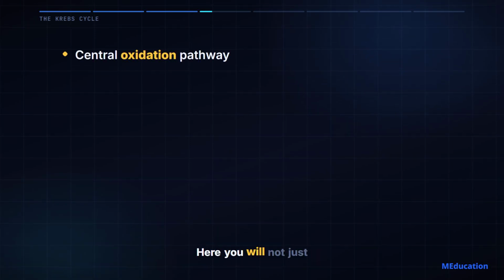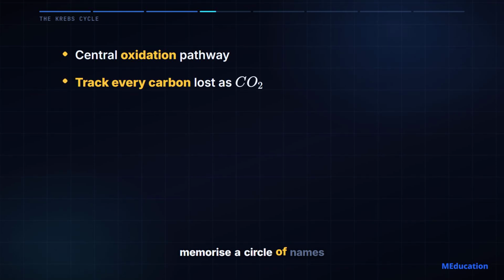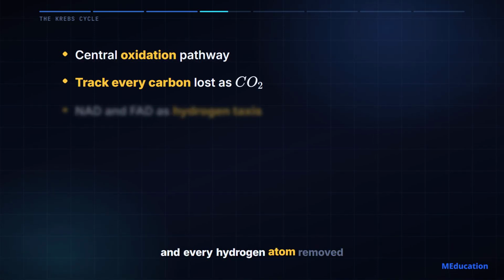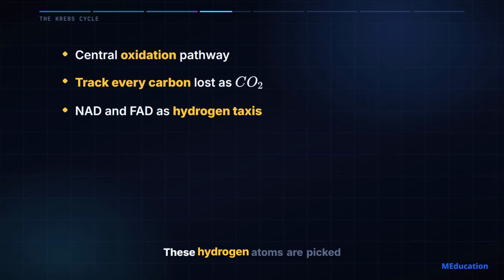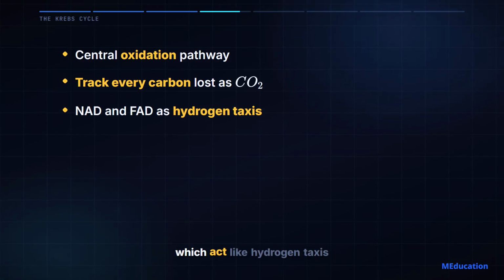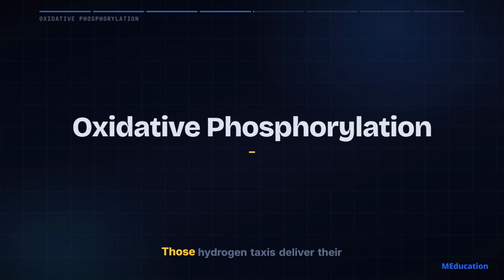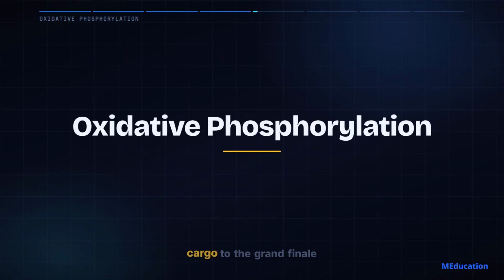Here, you will not just memorize a circle of names. You will track every carbon atom lost as carbon dioxide and every hydrogen atom removed. These hydrogen atoms are picked up by coenzymes, NAD and FAD, which act like hydrogen taxis, transporting them to the inner mitochondrial membrane. Those hydrogen taxis deliver their cargo to the grand finale of respiration.